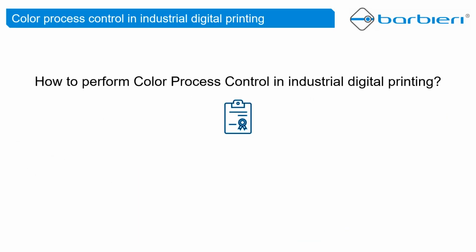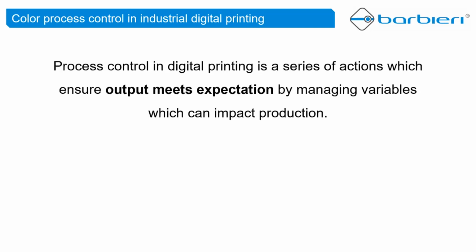So we learned that accurate color measurement, material handling, and how to handle the charts is fundamental so that we have accurate spectral data. Now we come to the topic of this webinar: how to perform color process control in industrial digital printing. Start with the definition. Process control in digital printing is a series of actions which ensure output meets expectation by managing variables which can impact production.